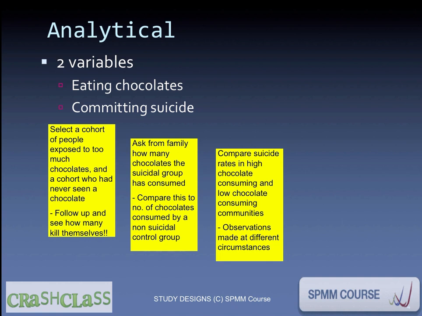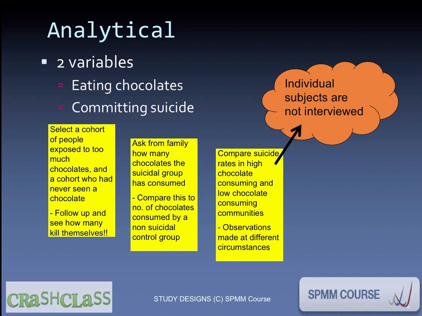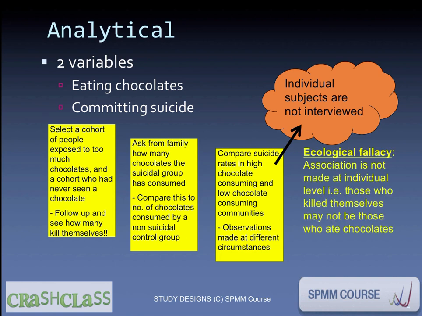Now, an ecological study is not always classified as an analytical study because some people object to this. Why is that? In an ecological study, you are not interviewing individual subjects. So you're not making any inferences on individuals. You're only observing groups, countries, and you're taking two different values from those countries and seeing if they are related to each other. So if you try and make an association at an individual level on the basis of an observation that is made at a group level, you're committing an error, and this error is called ecological fallacy.